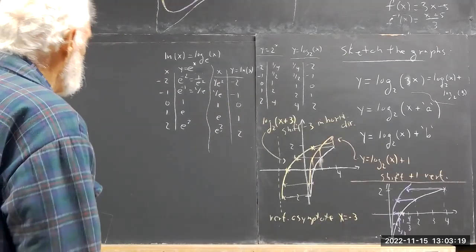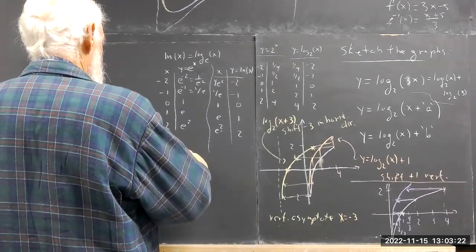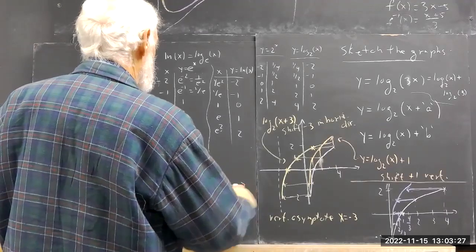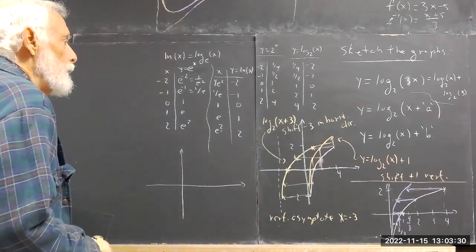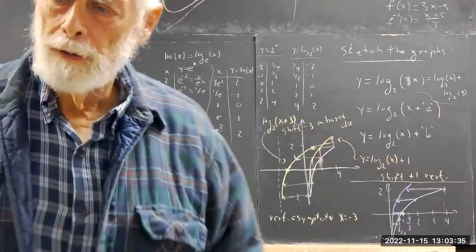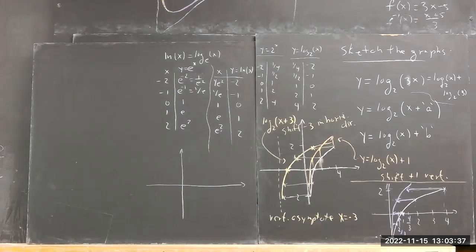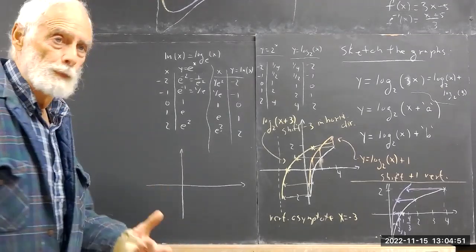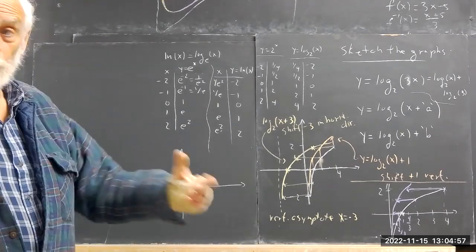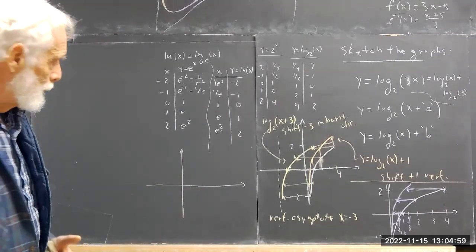Now, the question is, what does this look like? Well, what's the value of e? Anybody tell me approximately what the value of e is, or maybe two integers that e lies between? Okay, so e is between 2 and 3. Closer to 3.